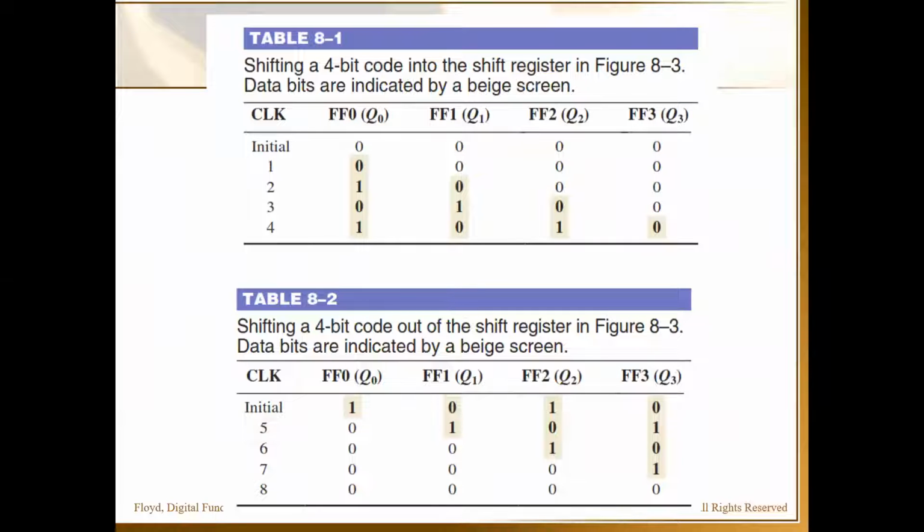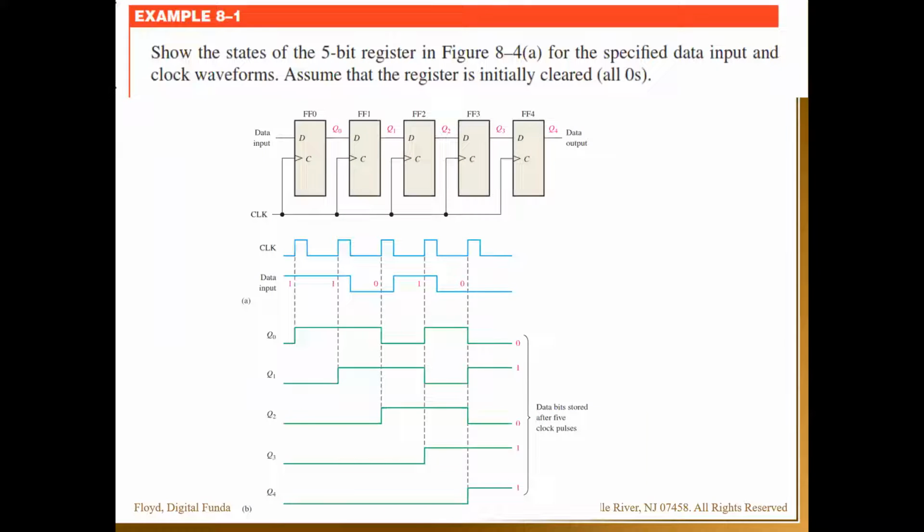And this is as a table. I started here initially. Then first clock 0, 1, 0, 1. This is the timing diagram. I am inputting this data in. This is my stream of data: 1, 1, 0, 1, 0.